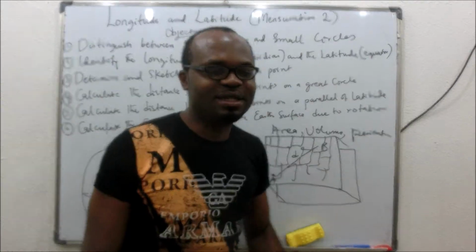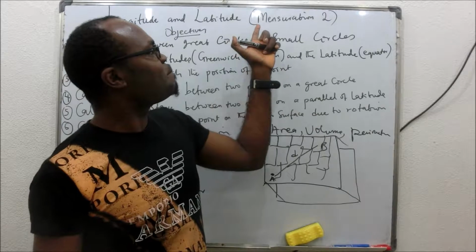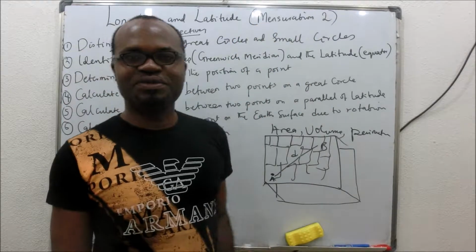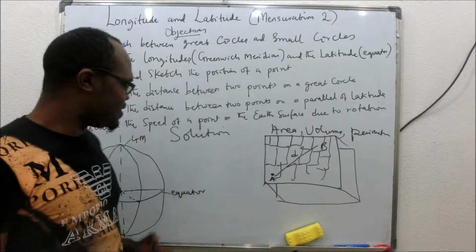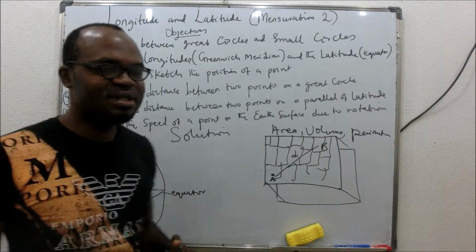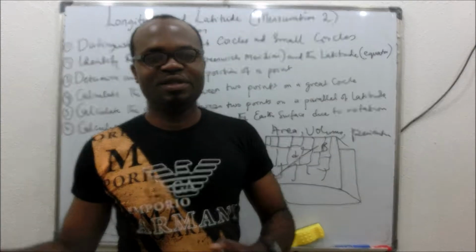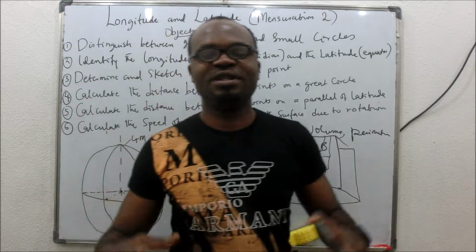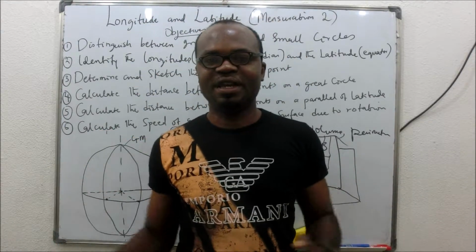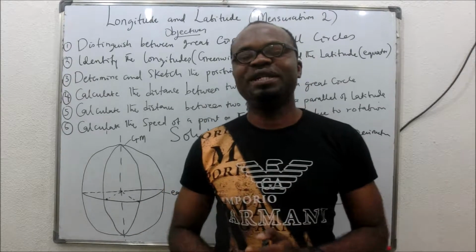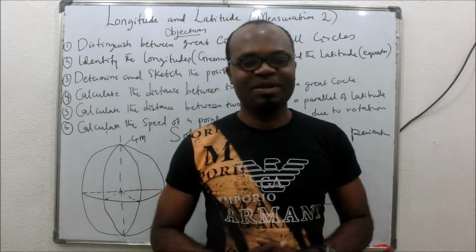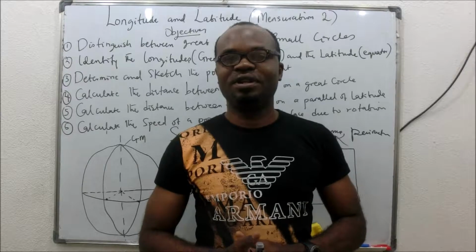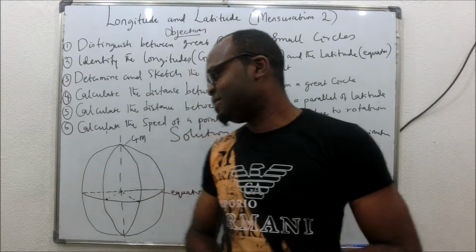In most mathematics textbooks, you see it under mensuration 2, because it is also studying points on the Earth, noting the distance and understanding how to do calculations on the surface of the Earth. And that is what we're going to be doing in this course, mensuration for longitudes and latitudes.